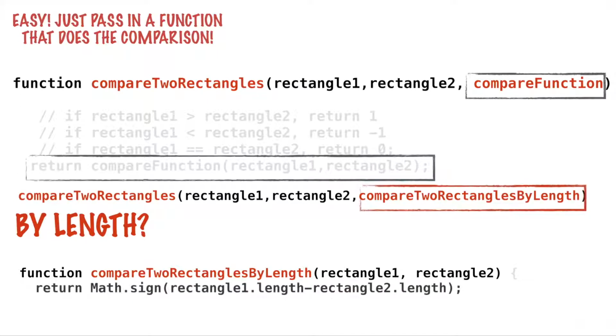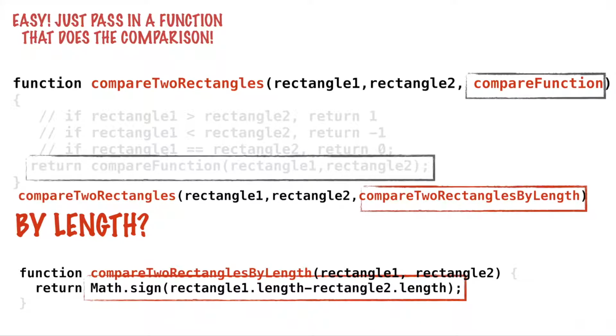If you look at the implementation of compare two rectangles by length, you'll notice that it returns math.sign of rectangle 1.length minus rectangle 2.length. Which means if the first rectangle's length is greater than the second rectangle's, we'll return 1. If the first rectangle's length is smaller than the second rectangle's, we'll return -1. If the lengths are exactly equal, we'll return 0. Notice we can simply change the compare function that we pass in to perform the correct comparison that we are interested in.